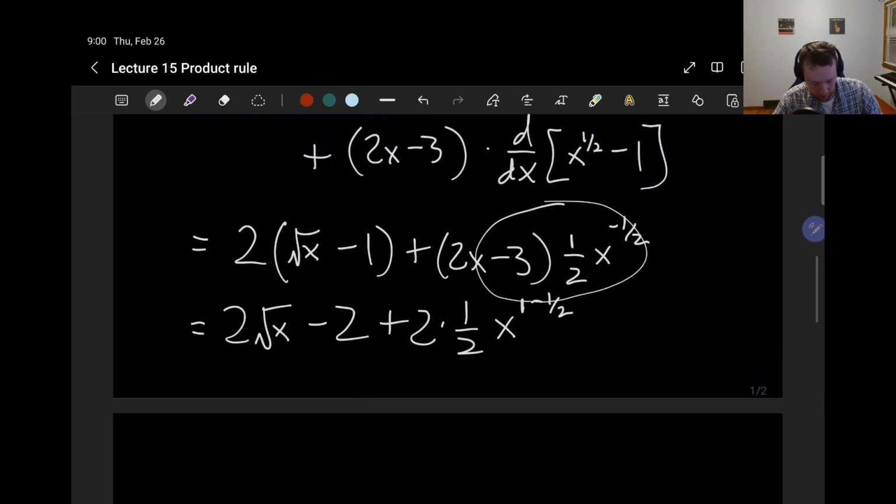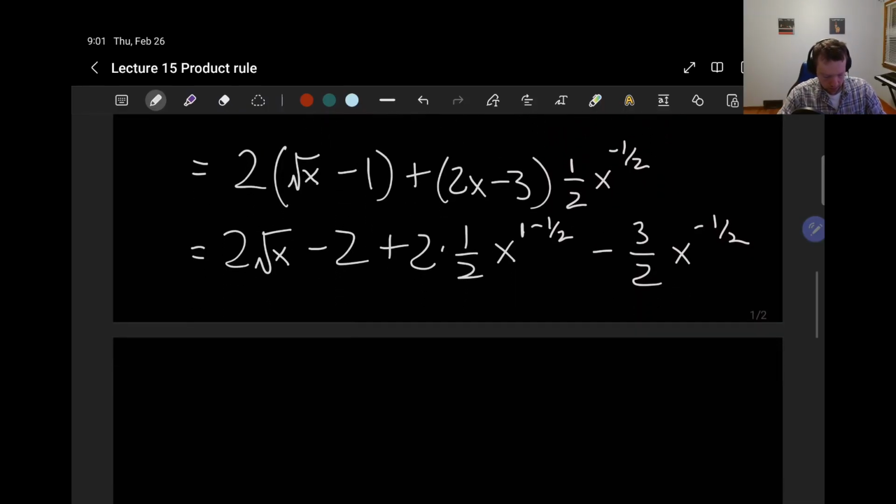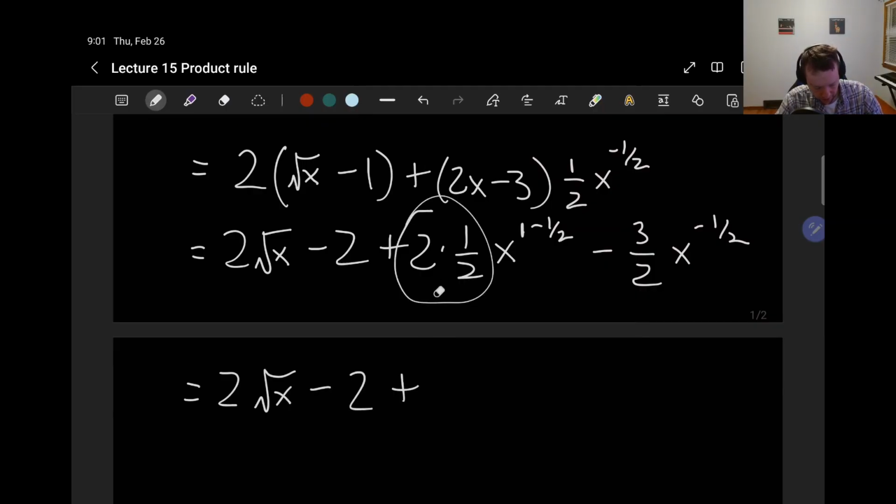And don't forget this part with the minus 3. Yeah, I might just bring those together now. The 3 times 1/2 is 3 halves. Right, so I was mostly just distributing in that step. And we do have just a couple like terms we can combine. So these cancel. And I have x to the 1/2 left here. Or same thing as square root of x.